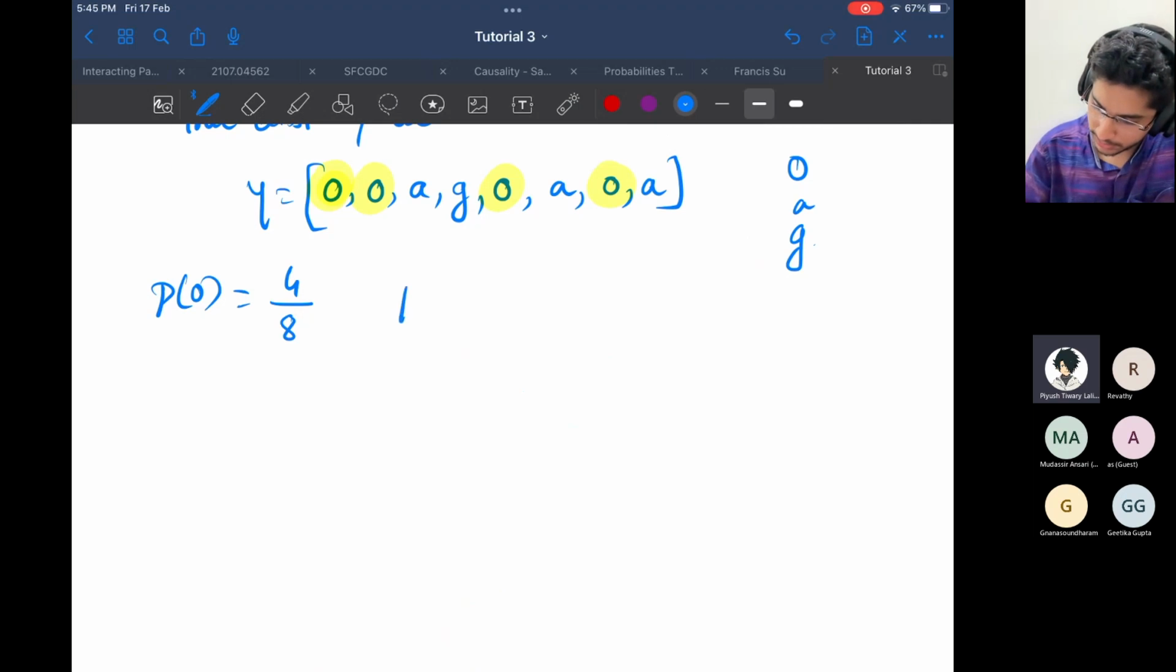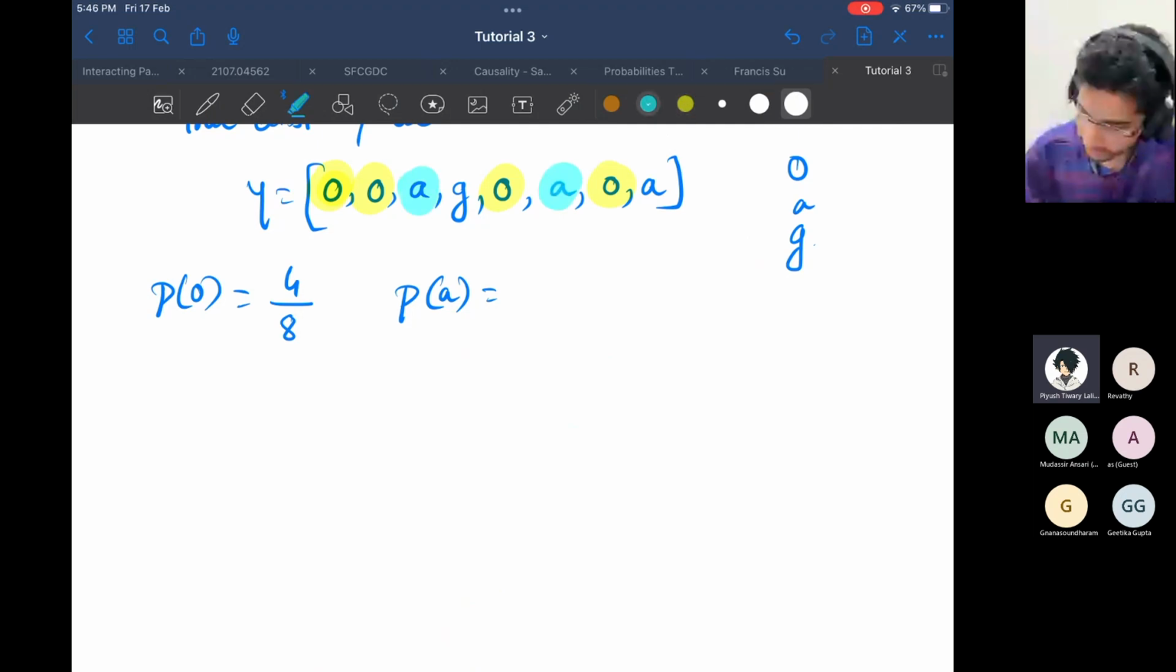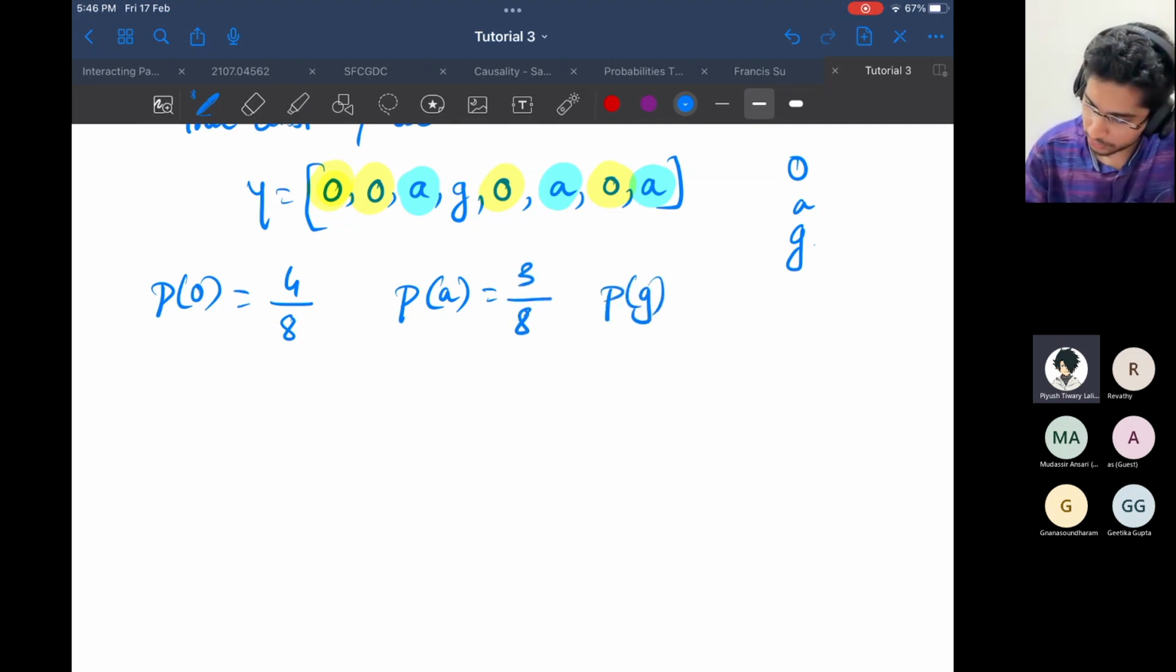Now what is the probability of apple? How many of them are apple? Let us again count. One, two, three. Three of them are apples, so 3 by 8. What is the probability of guava? We only have one guava. Sad, but nonetheless, what can we do? 1 by 8.